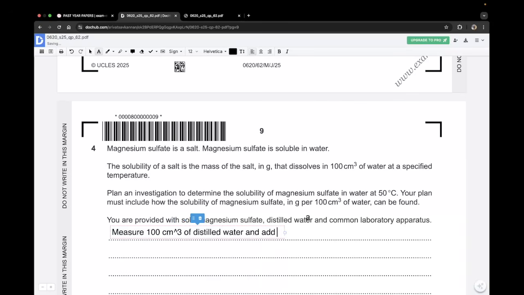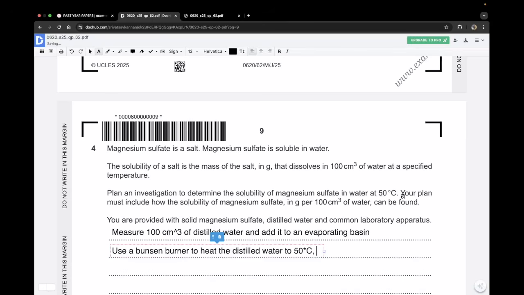And let's say add it to an evaporating basin, because remember this needs to be heated, right, to 50 degrees Celsius. And use a Bunsen burner. Always ensure you mention the apparatus to heat the distilled water to 50 degrees Celsius.